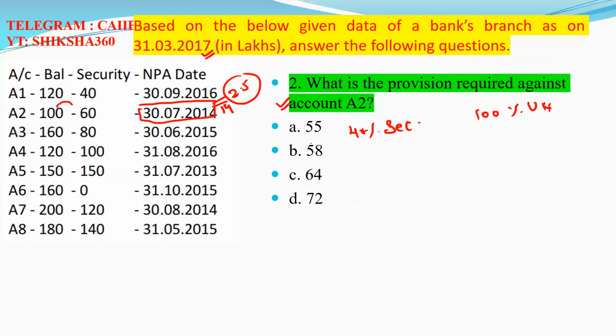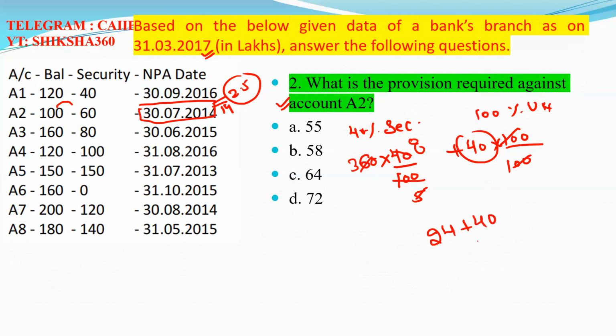So basically 100 total, of which 60 has security. Clear? 60 is secured, so we have 40% provisioning for that, and unsecured is 40 plus 40. So basically we have to provision for 100%. Clear? This is 40. This is 3, 5, 1, 8.